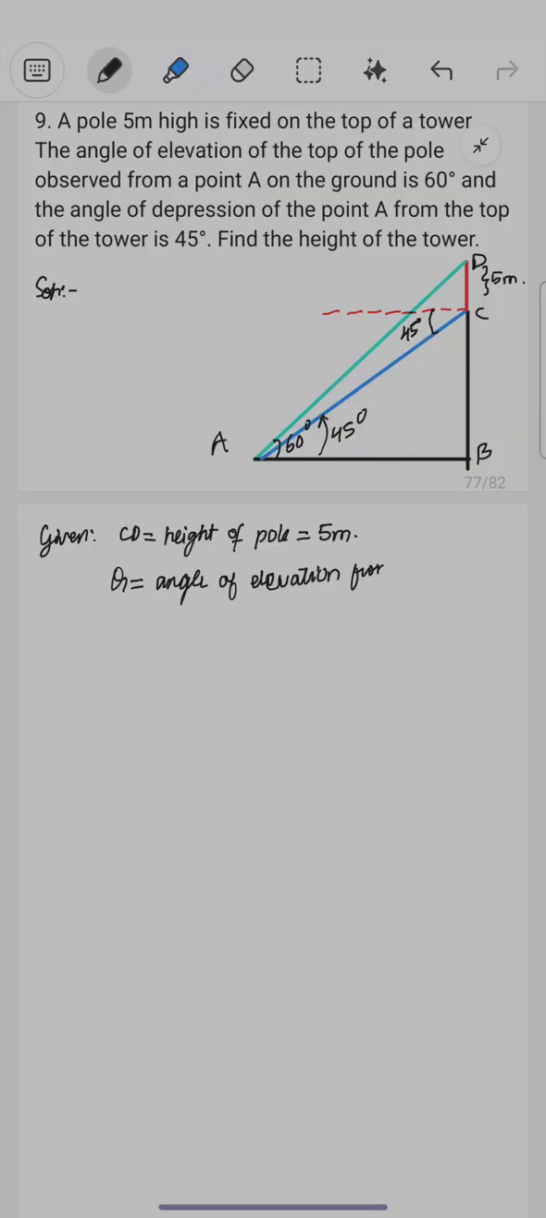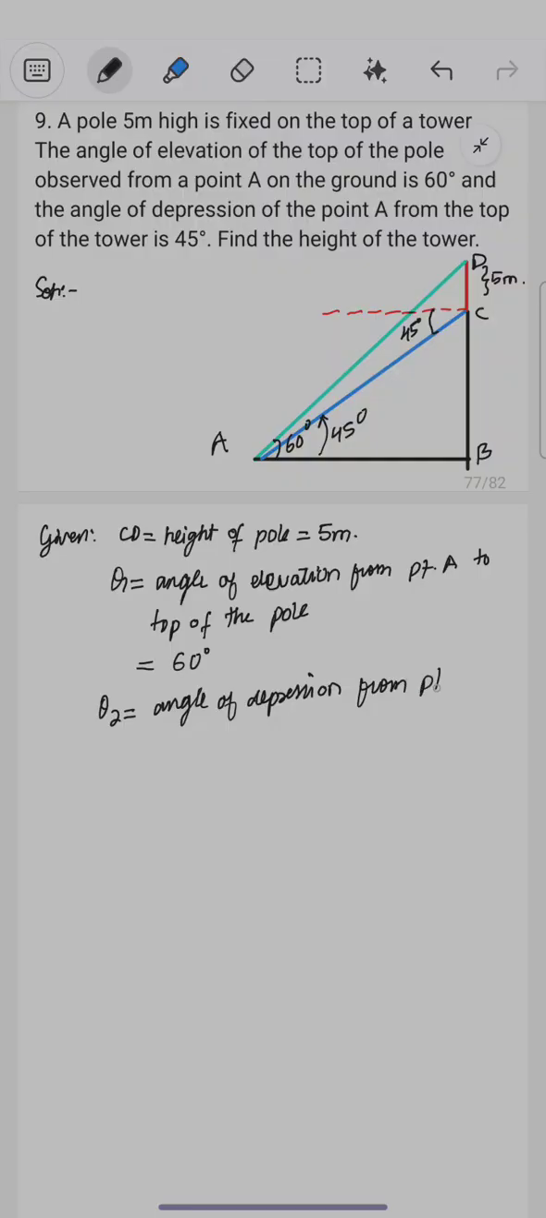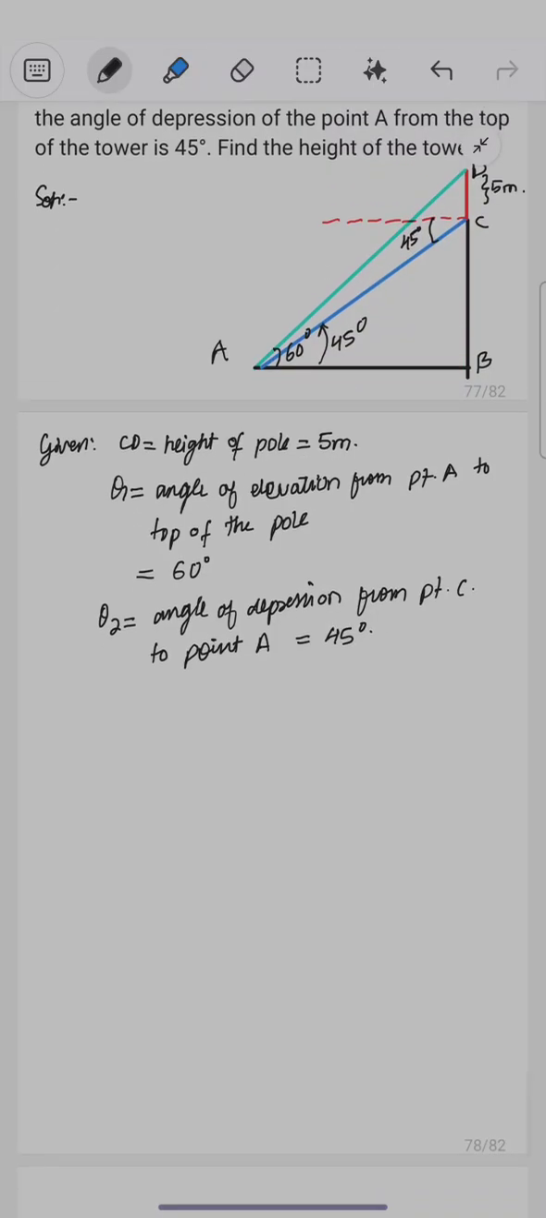Given CD is the height of the pole, which is 5 meters. Theta 1 is the angle of elevation from point A to the top of the pole, which is 60 degrees. Theta 2 is the angle of depression from point C to point A, which is 45 degrees.